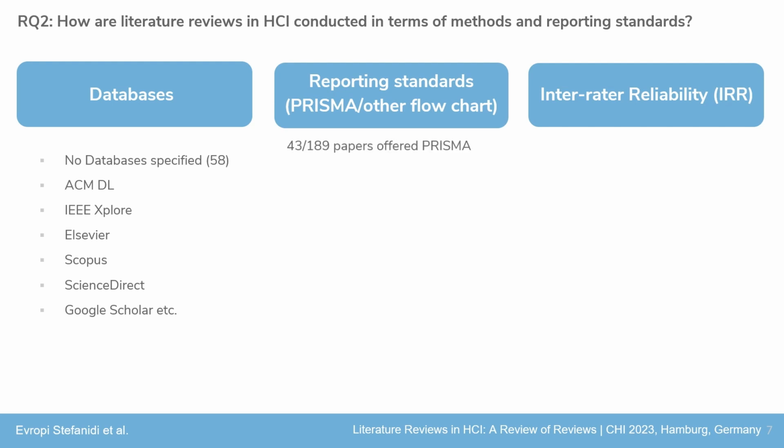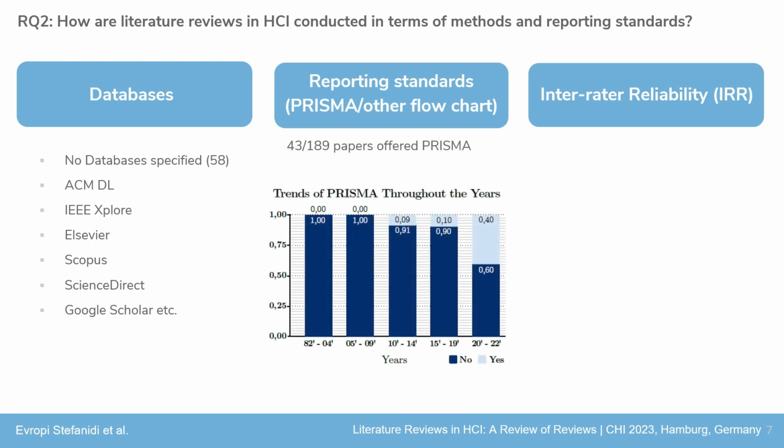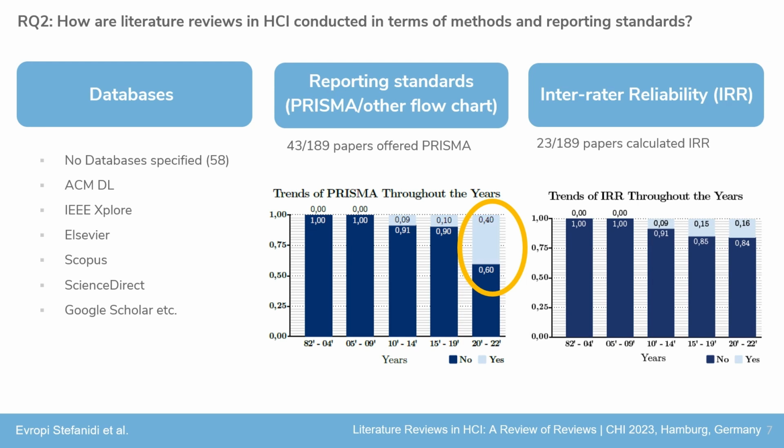Regarding the use of the PRISMA statement, only 43 out of 189 papers offered it, or another flowchart. However, we can see a particular increase for PRISMA in the last 3 years, with almost half of the literature reviews published since 2020 including it. On the other hand, the number of reviews that report interrater reliability remains low, with a small increase over the last decade. In total, 166 papers in our corpus did not calculate interrater reliability.